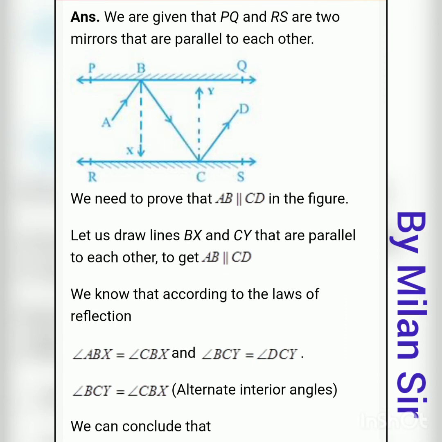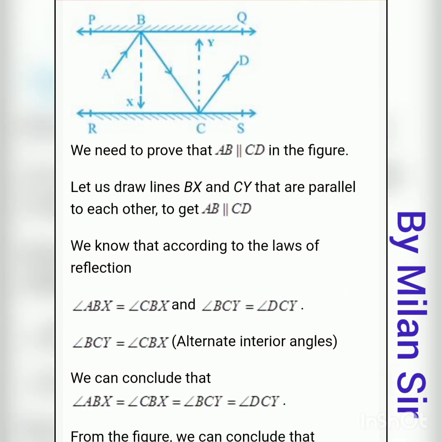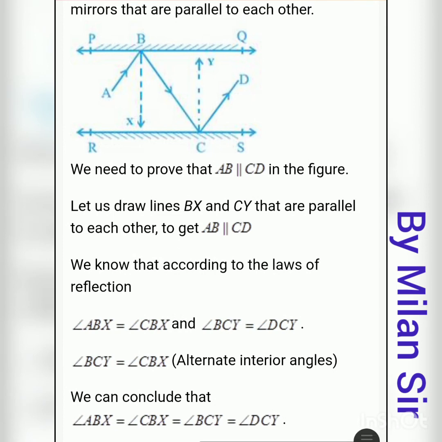Now, if we look at this very carefully, ABX and CBX are both equal to theta, and here also theta. This is our assumption. For simplicity, let us call this angle x and this angle x.